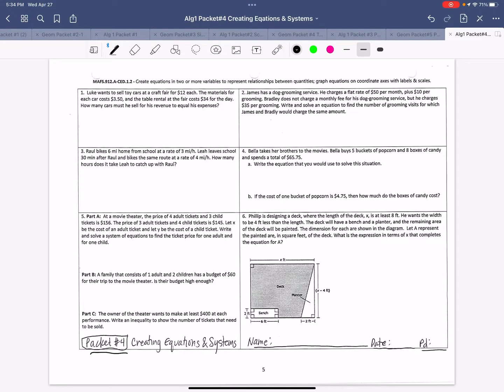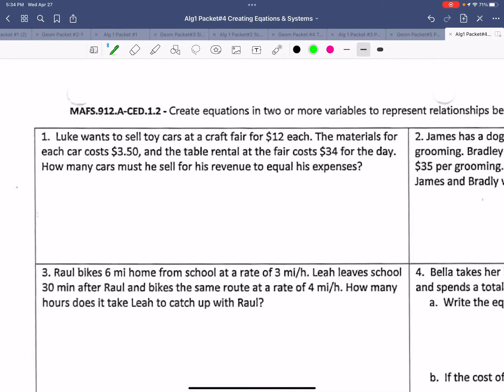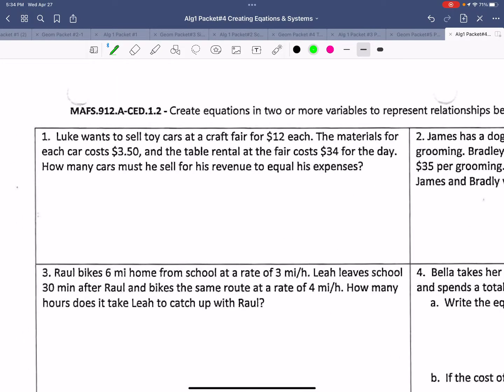So let's do it. This section's about creating equations and systems. So let's look at this first question. It says, Luke wants to sell toy cars at a craft fair for $12 each. So normally that would just be 12 times x, right? x is however many he wants to sell. This means if you sell 1 car, you get $12, right? If you sell 10 cars, you'll get $120. So notice this formula will work out well.